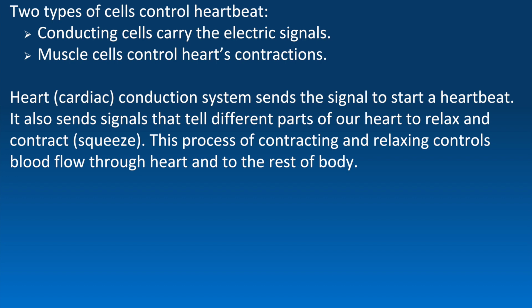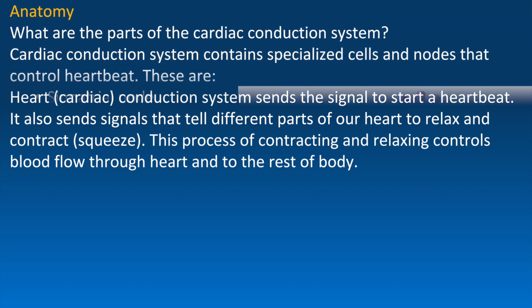The cardiac conduction system sends the signal to start a heartbeat. It also sends signals that tell different parts of our heart to relax and contract, that is, to squeeze. This process of contracting and relaxing controls blood flow through the heart and to the rest of the body.